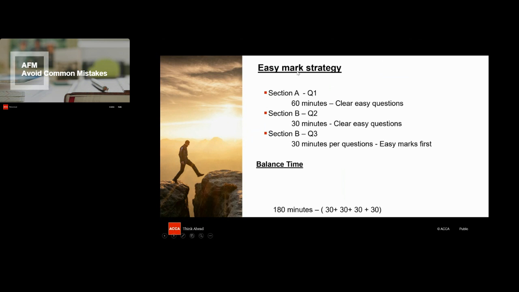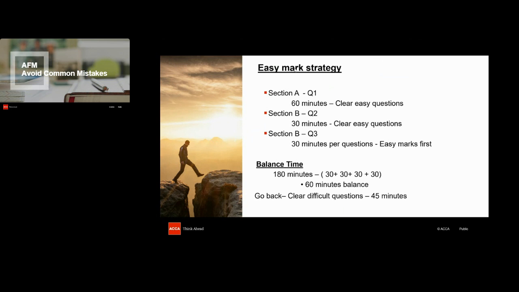Now, out of the 3 hours, you have finished with 2, you have 1 hour balance, you have got 60 minutes balance. By this time, you would have got that confidence. Yes, I've attempted a lot of things. I've substantially touched almost everywhere. Your confidence builds up, and when you are calm, when you are happy, even the difficult now becomes easy for you. Go back, now do the difficult questions. 45 minutes, do the difficult questions. Yeah, I need the 15 minutes.